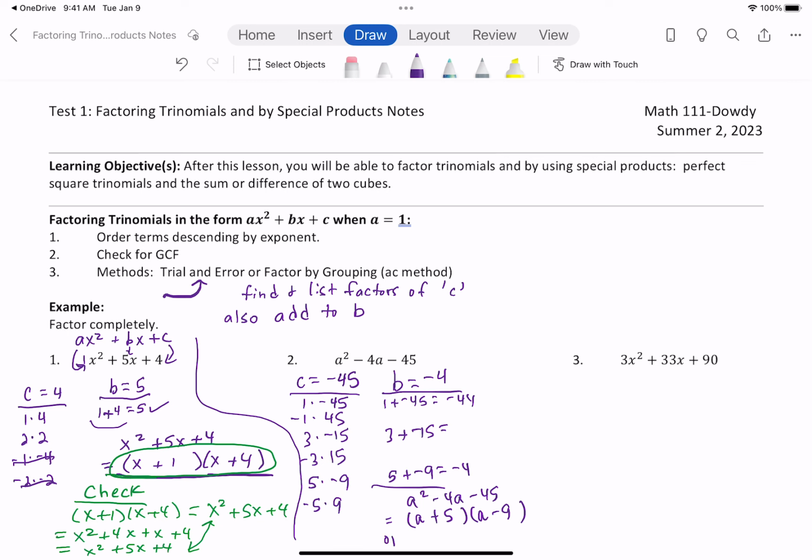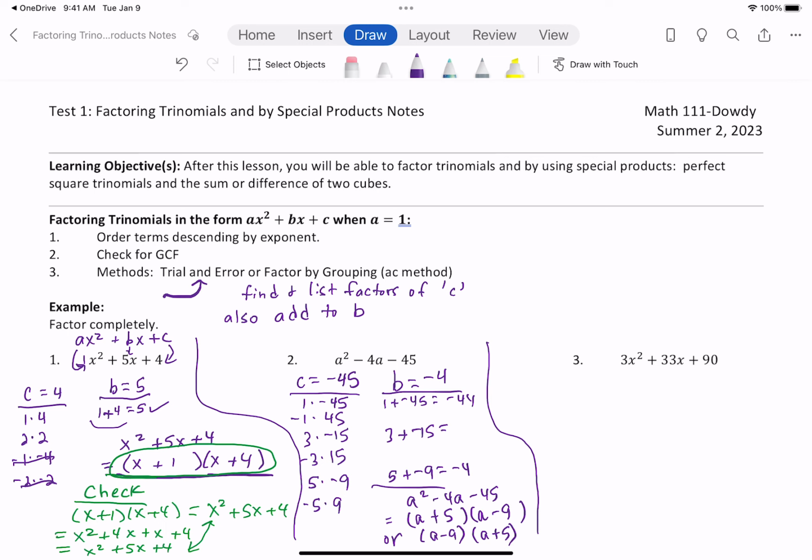Also, I want you to notice that if we wrote the two binomials in the opposite order, those two things are exactly equivalent, so either answer is perfectly fine. The only thing you can't do is start mixing the signs up. A plus 5 times a minus 9 is not equivalent to a minus 5, a plus 9. If you multiplied that back out, you would not get negative 4 in the middle. So that was not a correct factorization, but either of those is perfectly fine.